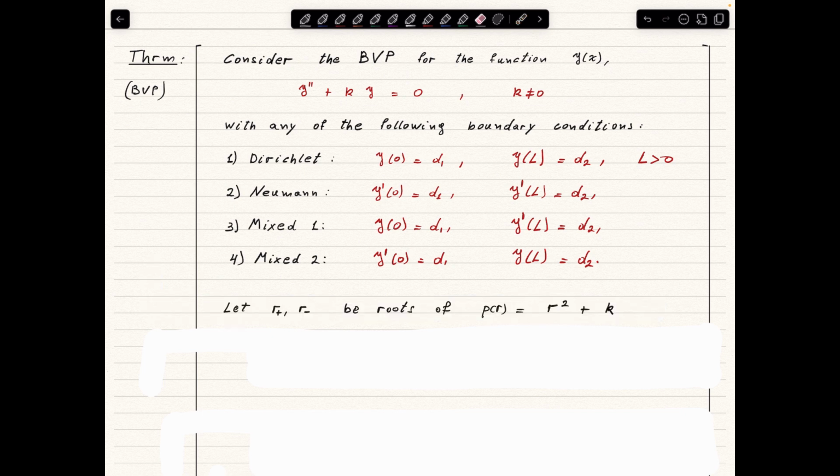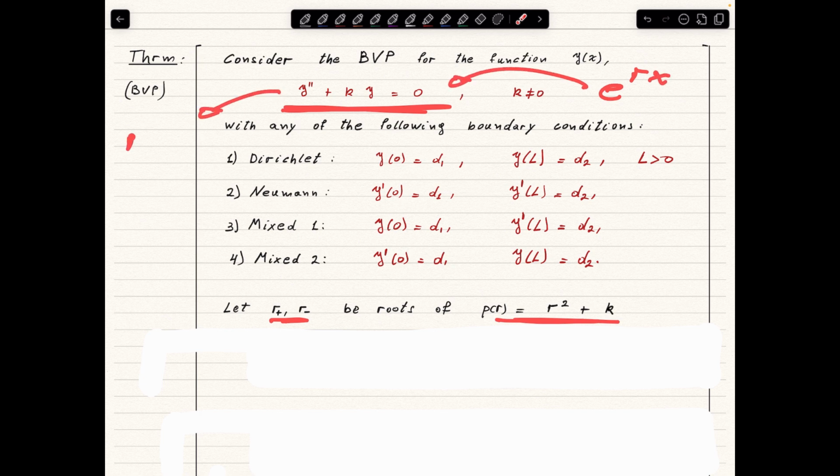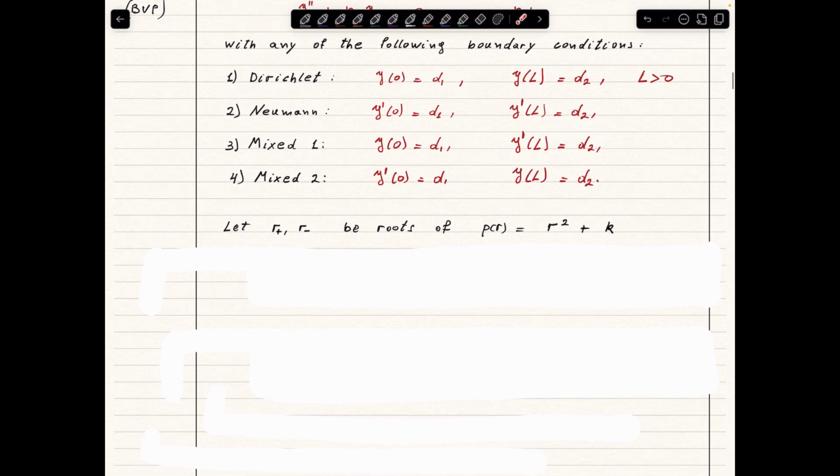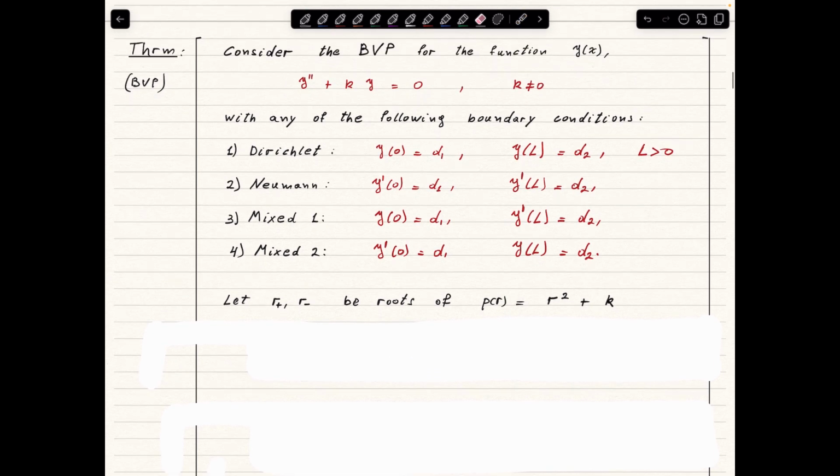To write down the theorem, we need r plus and r minus, which are the roots of this polynomial, which is the characteristic polynomial of this equation. As soon as you put an exponential e to the rx into the equation, you get the characteristic equation, which is r squared plus k equals 0. So the roots of this polynomial, let's say they are r plus and r minus, are very important to find the solutions of that differential equation, as we very well know. And then we have 2 main cases here. Recall this constant k that we have here is non-zero, so it can be either positive or negative.